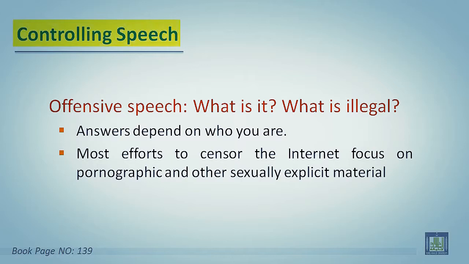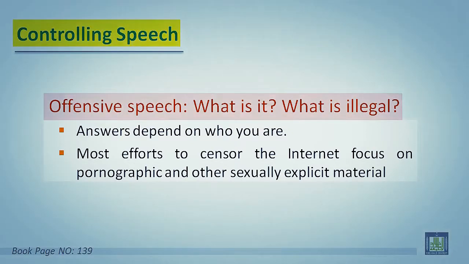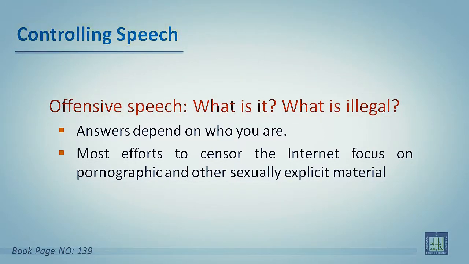Now, how to control speech? Let's discuss offensive speech first. So, what is offensive and what is not? Also, what is legal and what is illegal? The answers depend on who you are. Most efforts to censor the internet focus on pornographic and other sexually explicit material. For example, you may find some websites that are available in some countries but are prohibited in others, such as pornographic sites or political sites. So in some countries, these websites are restricted, but other countries allow people to see these websites.